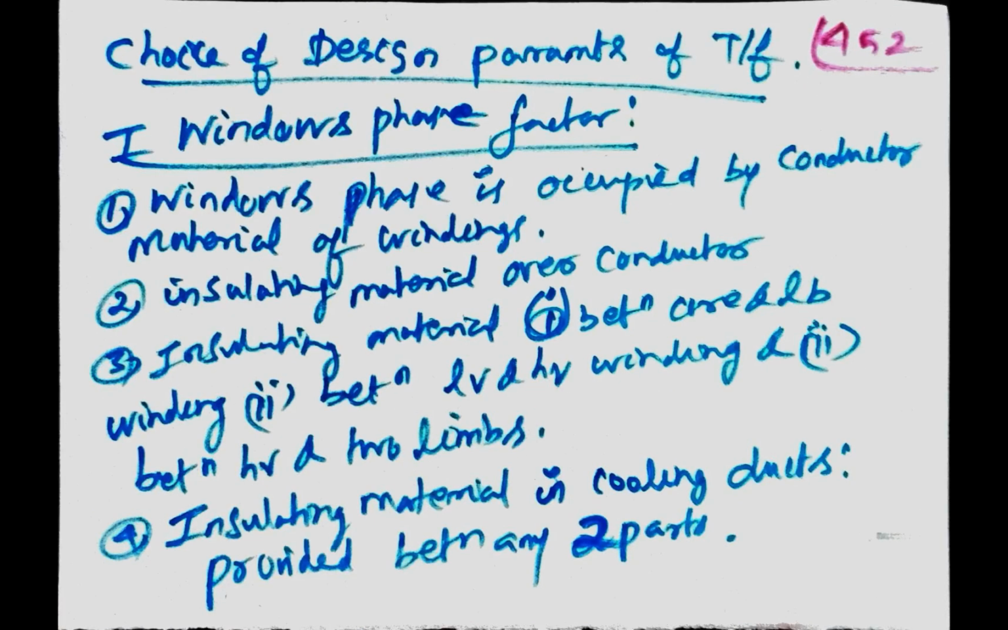Choice of design parameters of transformer. First point, window space factor. First, window space occupied by conductor material of windings. Second, insulating material over conductors. Third, insulating material between core and low voltage winding, between LV and HV windings, and between HV windings of two limbs. Fourth point, insulating material and cooling ducts provided between any two parts.